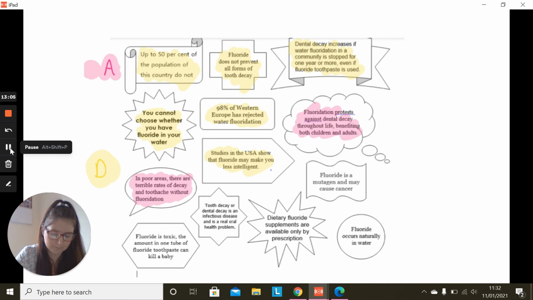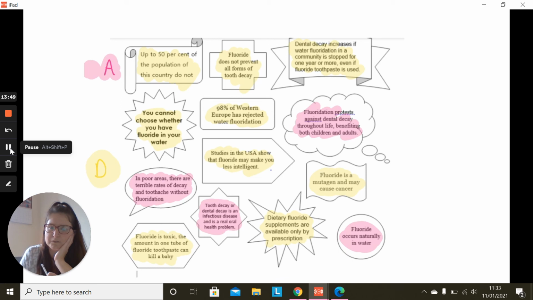Then we've got fluoride is a mutagen and may cause cancer. Disadvantage. Fluoride is toxic. The amount of one tube of fluoride toothpaste can kill a baby. So there's a disadvantage. Then we've got tooth decay or dental decay is an infectious disease and a real health problem. So there's the advantage because we want to get rid of the health problem for us. Dietary fluoride supplements are available only by prescription. As a disadvantage. And then fluoride occurs naturally in water. So it's naturally in our water, so it doesn't matter if we add some more in. So there's an advantage for us.